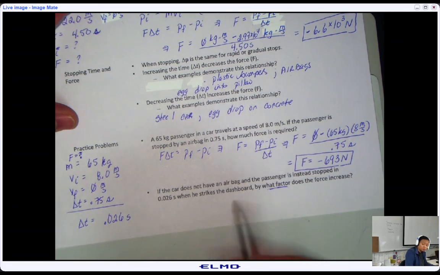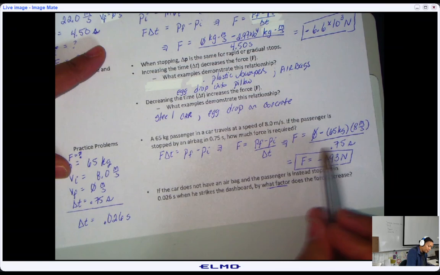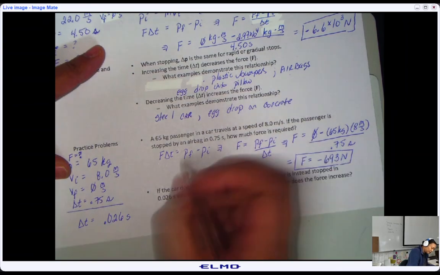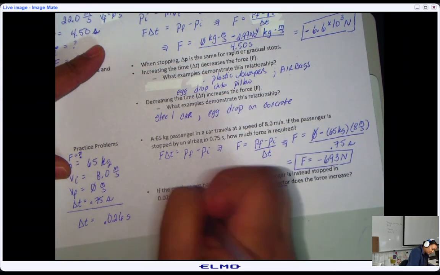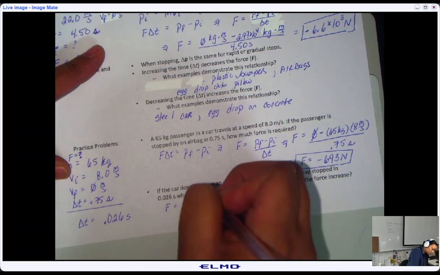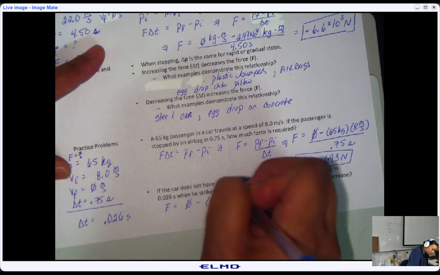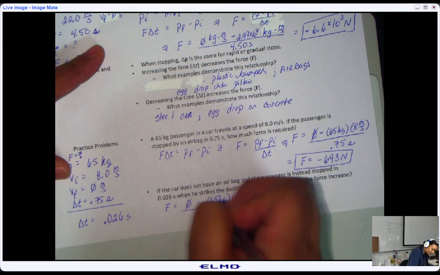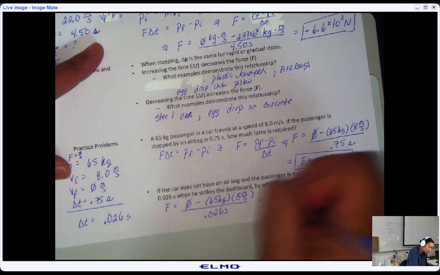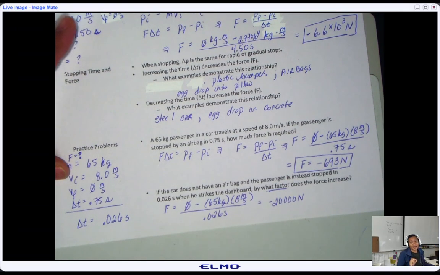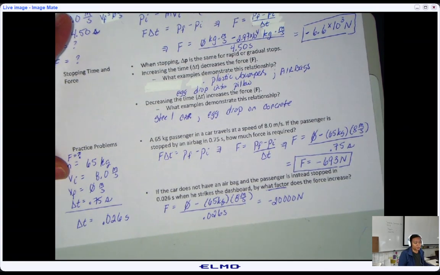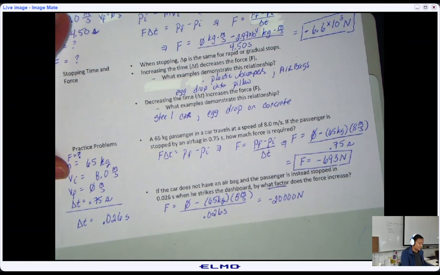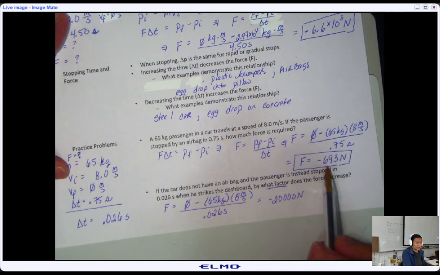So what's going to happen is you're going to go through and solve this problem. It is going to be the same way, except you're changing the time down here. So I'm going to go ahead and plug in the numbers. We have F equals 0. Initial velocity is the same, over 0.026 seconds. And this comes out to negative 20,000 newtons. Okay, but again, they are not asking for the force. They're asking about the factor. By what factor does the force increase? This was 693, and this is 20,000 newtons.